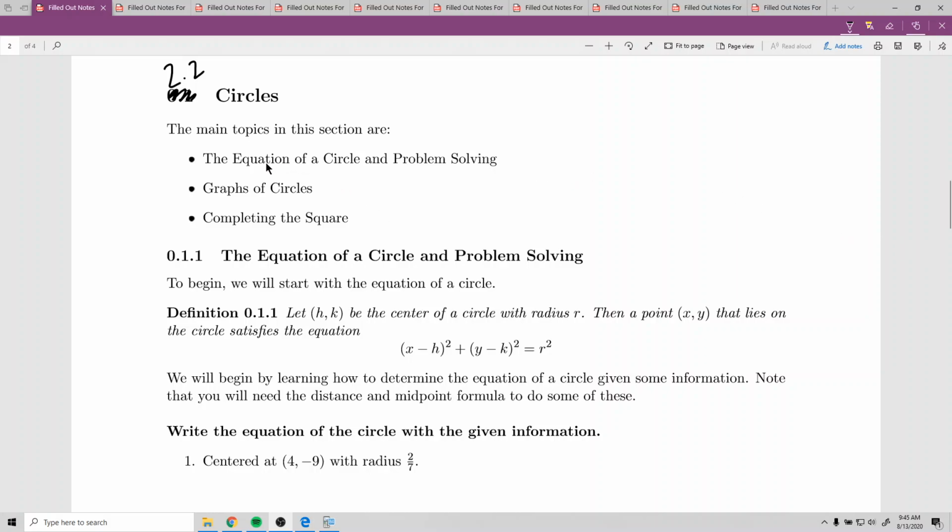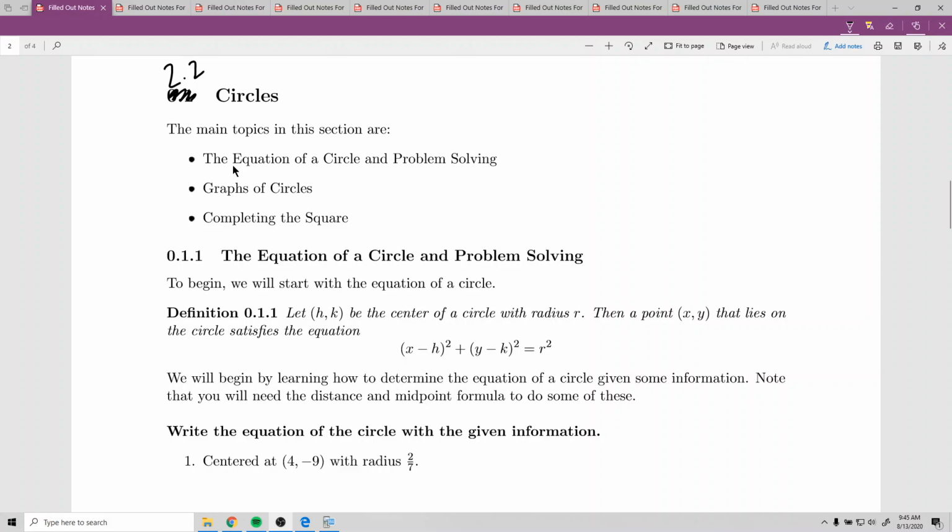This video will be on section 2.2, which is on circles. The main topics will look at the equation of a circle and then also problem solving with it. What kind of things should you be expected to do with a circle? Then we'll look at graphs of a circle.